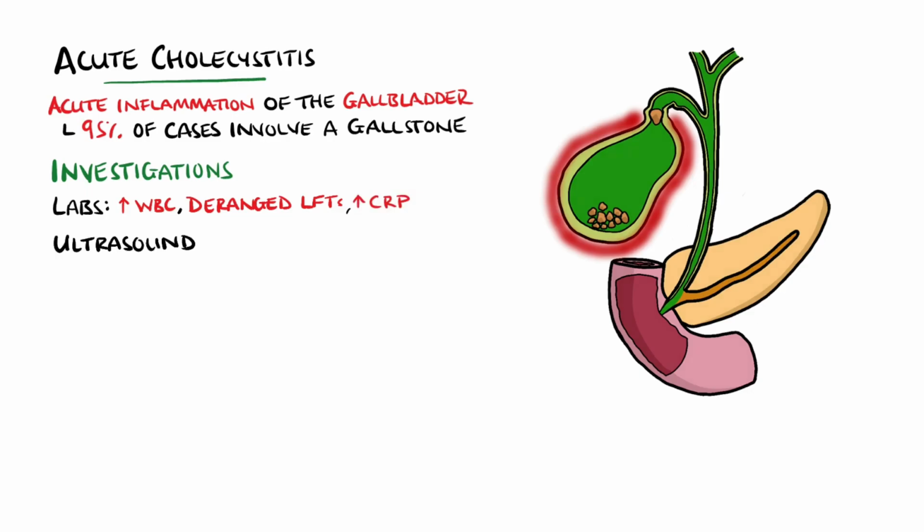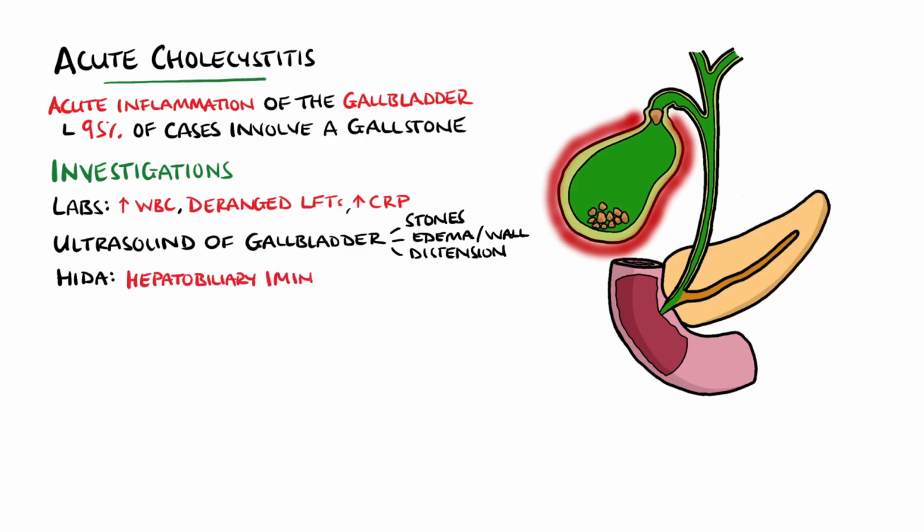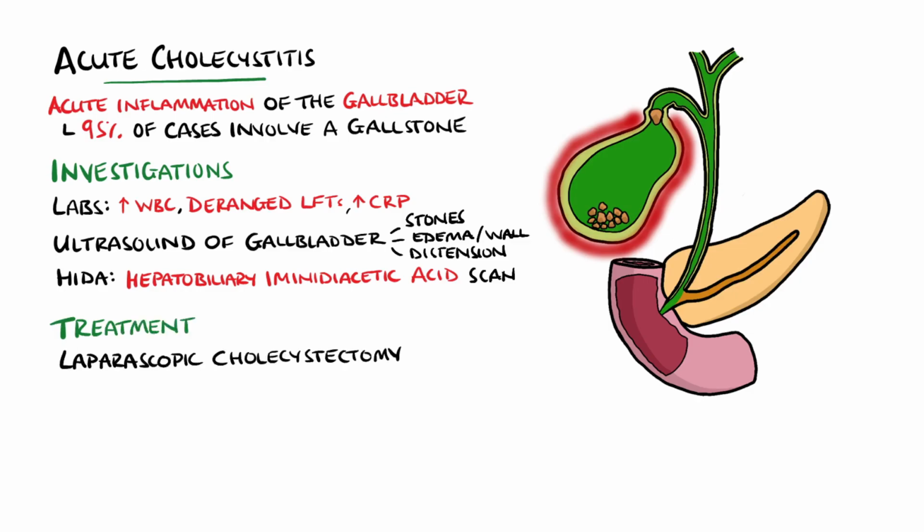Ultrasound is again the imaging modality of choice, looking for the presence of the stones, as well as edema, thickening of the wall, and gallbladder distension. A hepatobiliary iminodiacetic acid or HIDA scan is a scan where radiotracers are used to evaluate gallbladder function and potential cystic duct obstruction. Treatment is once again ideally a laparoscopic cholecystectomy.